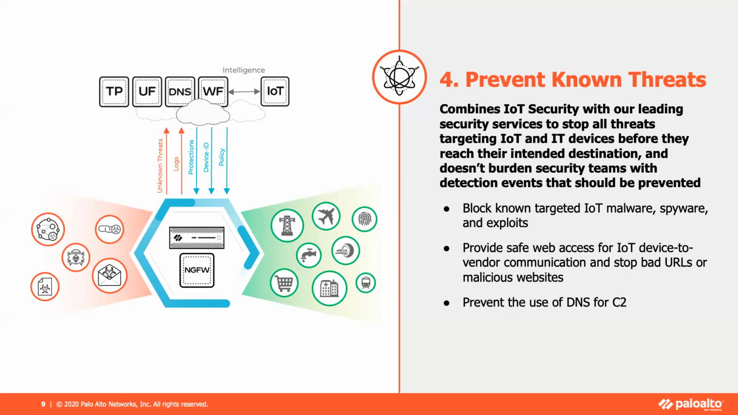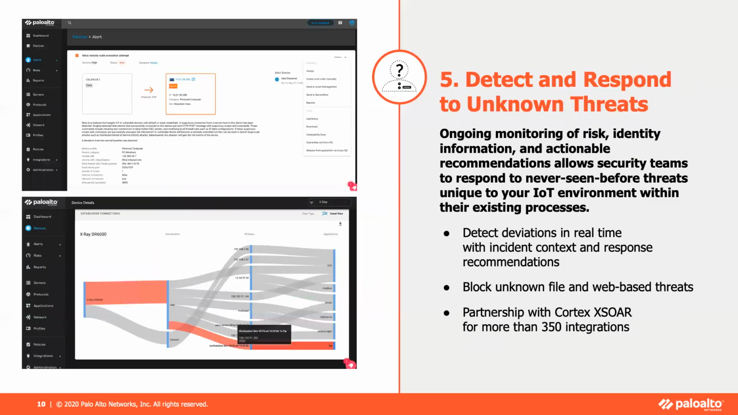Use this information to do things like block IoT malware and spyware and exploits and things like this for known threats. Send those protections, those signatures, as well as policy recommendations down to devices to be implemented to protect.